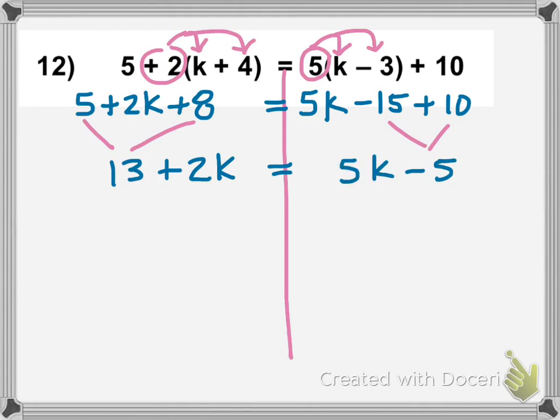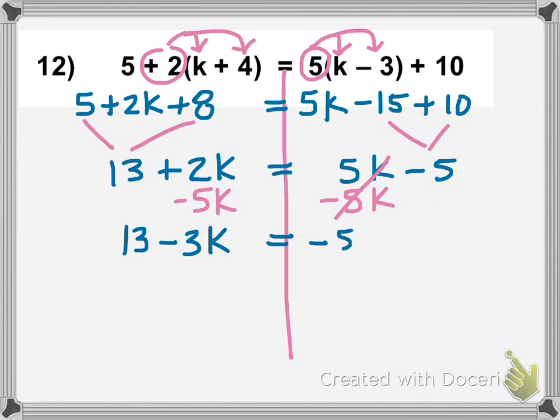Step 3, move all your variable terms to one side. If I want to move that 5k to the left side, because it's positive, I can subtract both sides by 5k. When I subtract 5k from 5k, I get 0. So on the left, we're going to bring down the 13. And then when I combine the positive 2k with the negative 5k, I get negative 3k. Bring down your equal sign, negative 5 on the right. Make sure you're always bringing down that sign with that term.